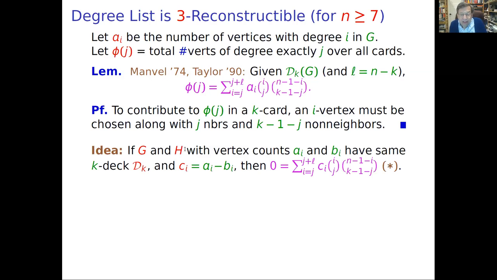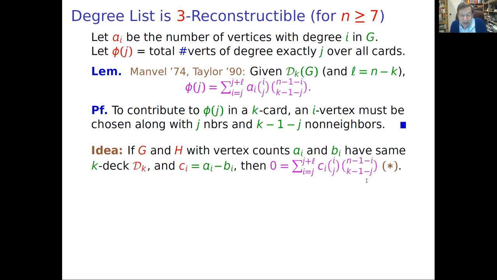So suppose we have graphs G and H. The number of vertices of degree i in G is A sub i, the number of vertices of degree i in H is B sub i. If they have the same k-deck, then these numbers phi of j are the same for both graphs. So that means if we subtract the jth equation for G and for H, where C sub i is the difference in the number of vertices of degree i in G and H, we're going to get this equation.